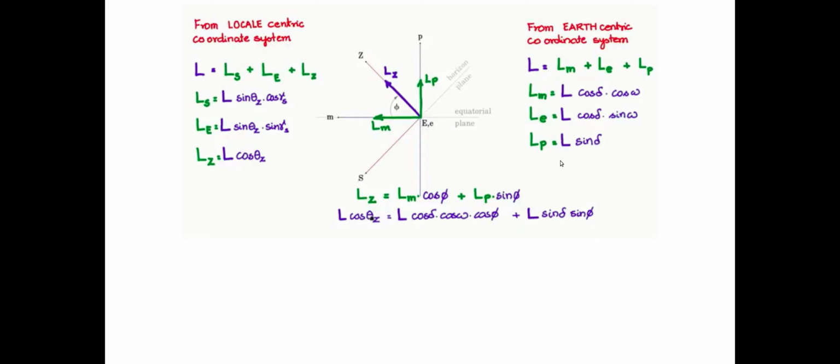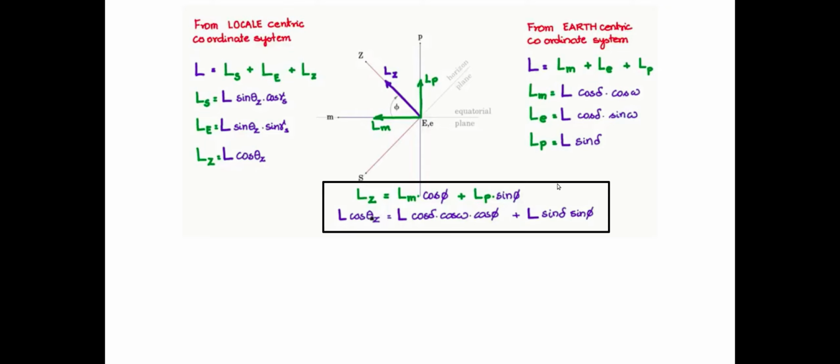Before moving on with this video, I'm assuming that you understand the equations up to this point. The equation at the bottom represents the zenith component of the insolation vector, L sub z, expressed in terms of the Earth-centric coordinate system vector components, L sub m and L sub p. Now, some people in the comments were confused by how this expression was derived. So my hope is to provide some clarification about this topic.